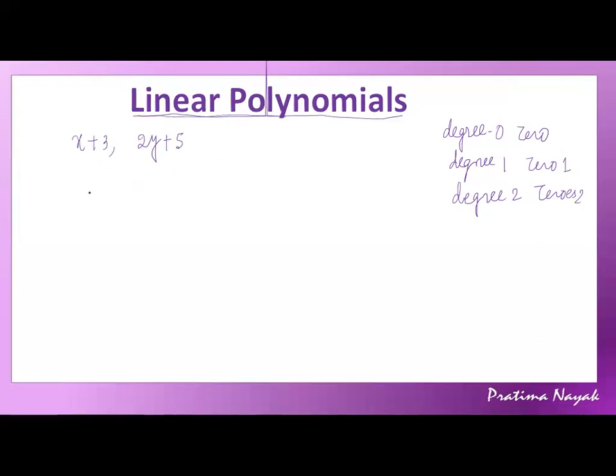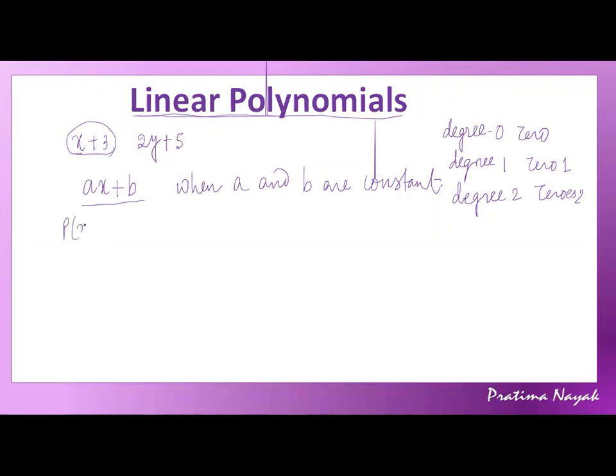Now a linear polynomial is generally written as ax plus b, where a and b are some constants, integers or rationals, anything. So for example, for the first case a is 1, for the second case a is 2, and b is 3 and b is 5. So what is the zero of the polynomial? We have already learned it: the value of x for which the polynomial becomes 0.